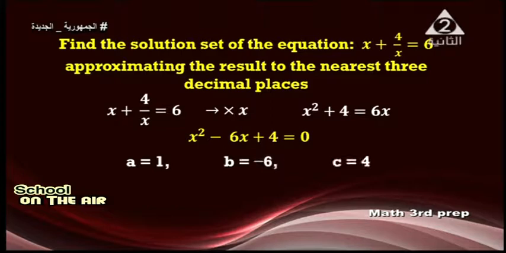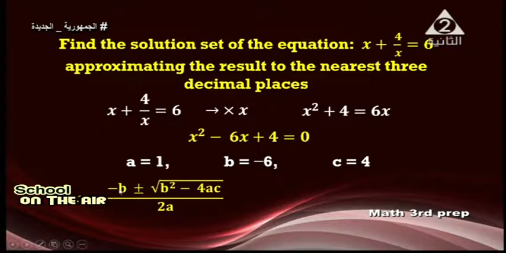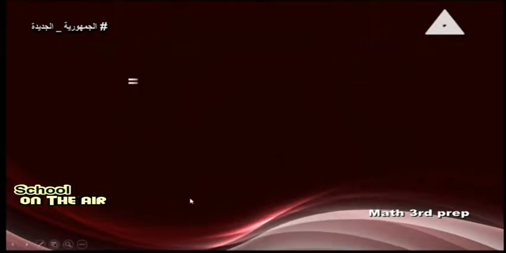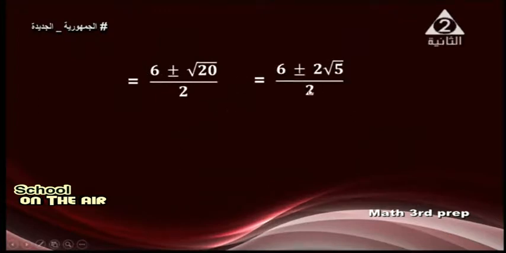In our general rule, the coefficient a of x squared equals 1, the coefficient b of x is negative 6, and our absolute term c equals 4. So I have a, b and c. Going to the general formula, x equals negative b plus or minus the square root of b squared minus 4ac, the discriminant under the square root, all divided by 2a. We substitute the values of a, b and c. It becomes x equals 6 plus or minus root 20 over 2, and in simplest form, 6 plus or minus 2 root 5 over 2.